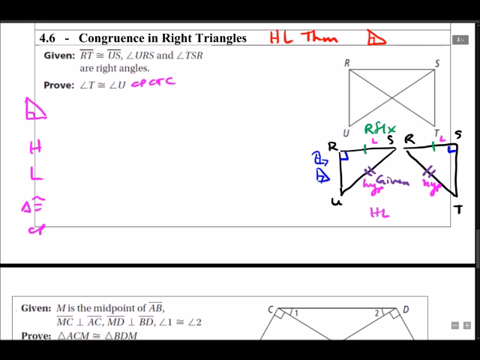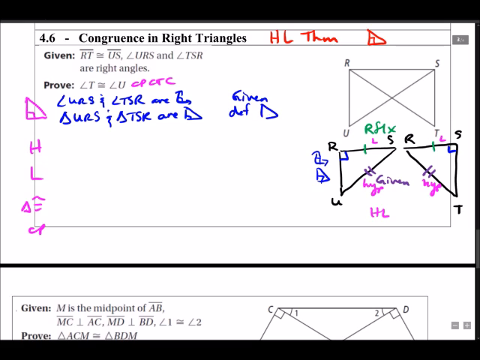All right, so right triangle. Well, I am told that angle URS and angle TSR are right angles. That's given. So I am going to say triangle URS and triangle TSR are right triangles. Notice how I just kept them in the same order. That's by definition of right triangle. I have a triangle with one right angle. It is a right triangle. So I have my right triangles.